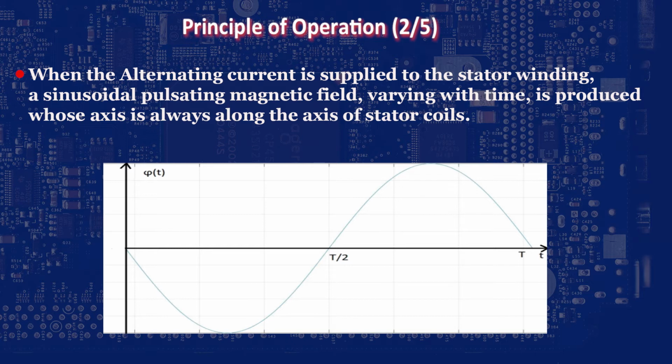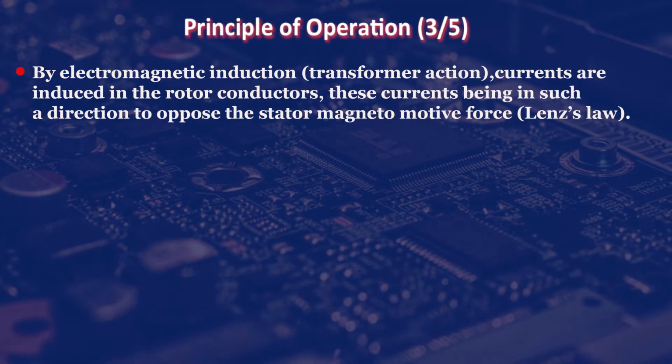Now, this flux which is produced crosses the air gap and links with the rotor conductors mounted on the rotor shaft. By electromagnetic induction, currents are induced in the rotor conductors. Now, this current will always be in a direction to oppose the stator MMF. Why? According to Lenz's law, it always opposes the cause which has produced it.